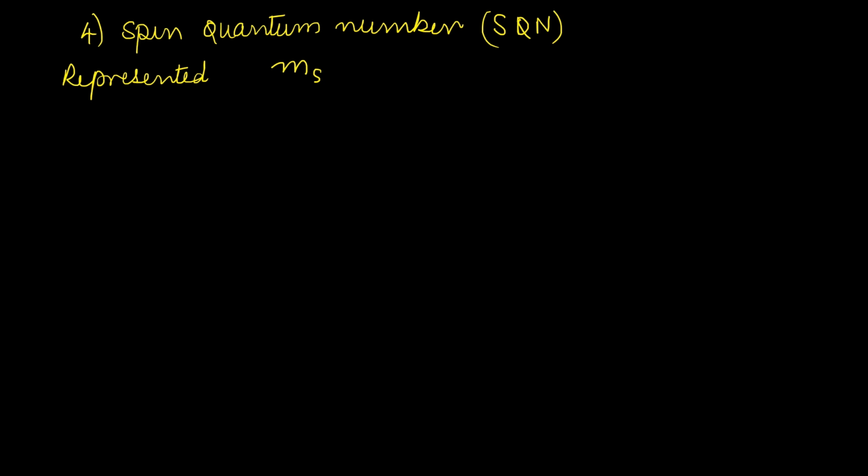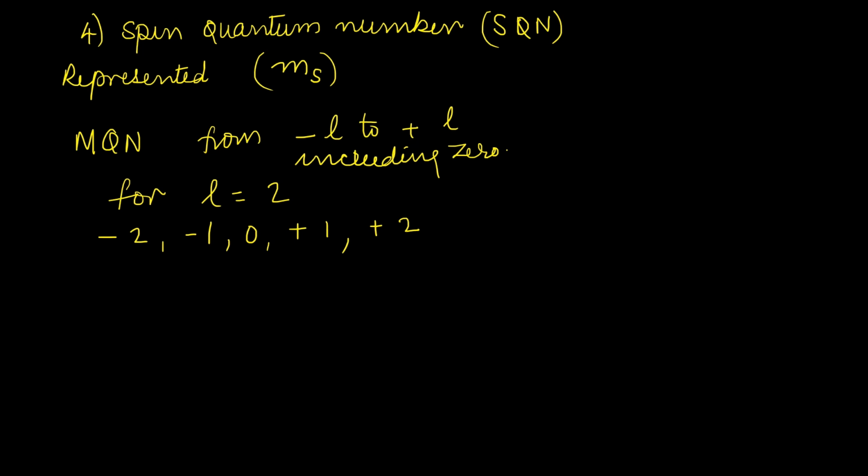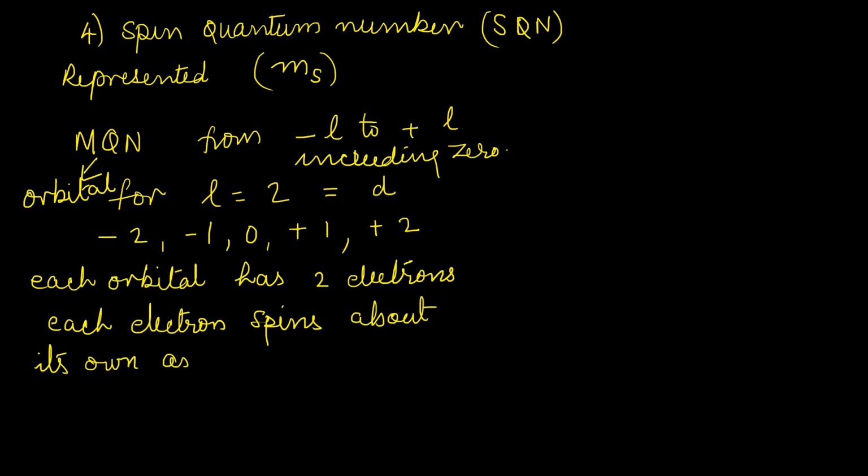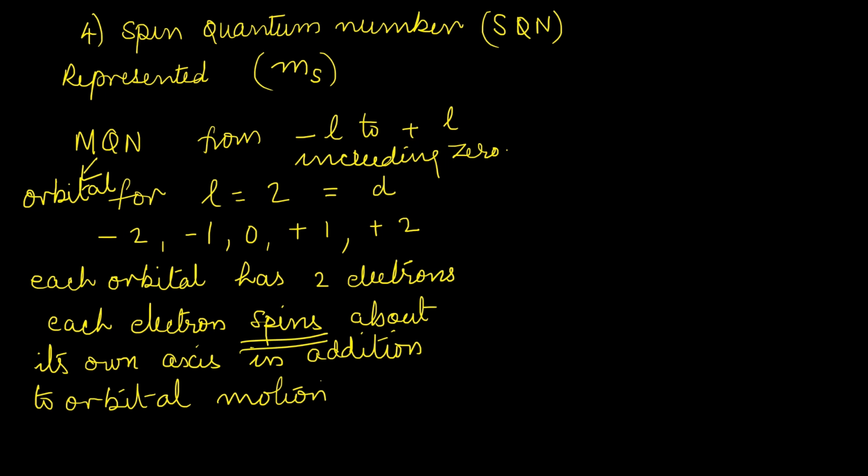Now we will pass on to the fourth quantum number, namely spin quantum number, SQN. This quantum number is represented as ms. Recall the magnetic quantum number for l is equal to 2. It has 5 orientations. There are 2 electrons in each of these orientations, that is orbitals. Each electron spins about its own axis in addition to the orbital motion. This spin motion is explained by spin quantum number.